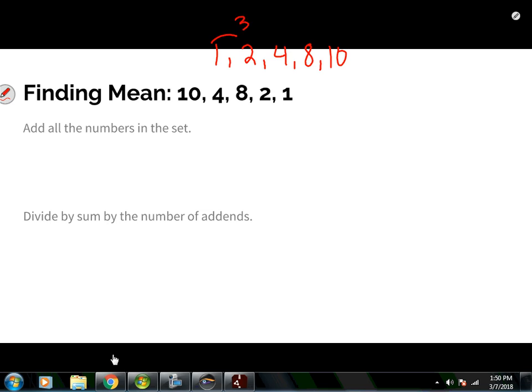1 plus 2 is 3. 3 plus 4 is 7. 7 plus 8 is 15. And 15 plus 10 is 25. Once we find that, we divide the sum by the number of addends, which are the numbers that we added together, and there are 5 of those. 25 divided by 5 equals 5.